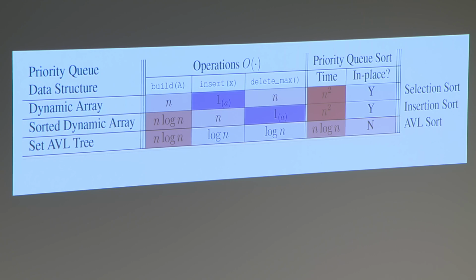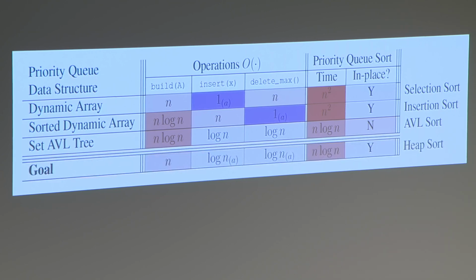And so the goal of today is to get the best of all those worlds in sorting, to get n log n comparisons, which is optimal in the comparison model, but get it to be in place. And that's what we're going to get with binary heaps.